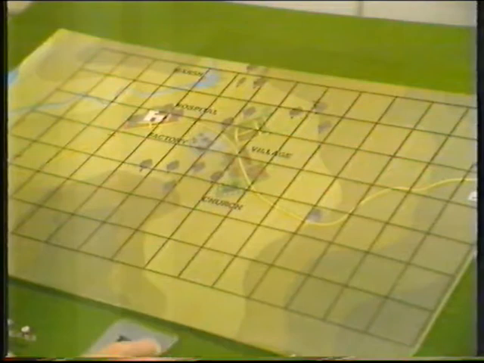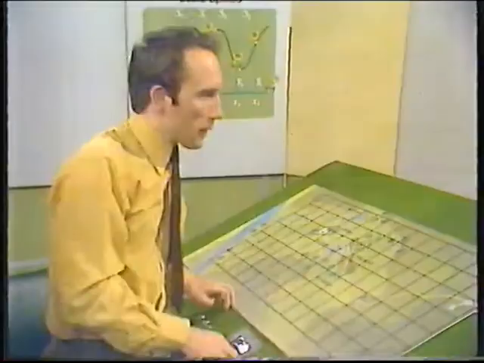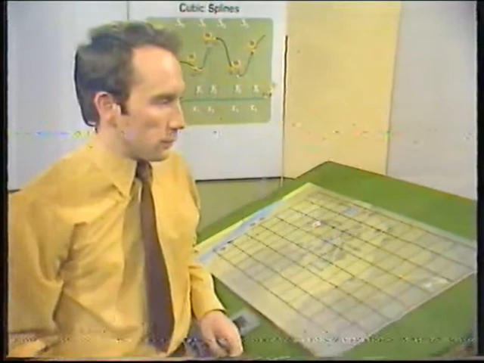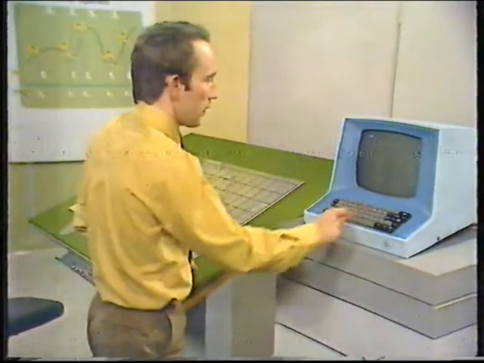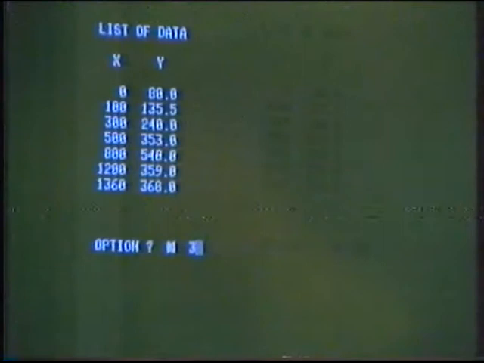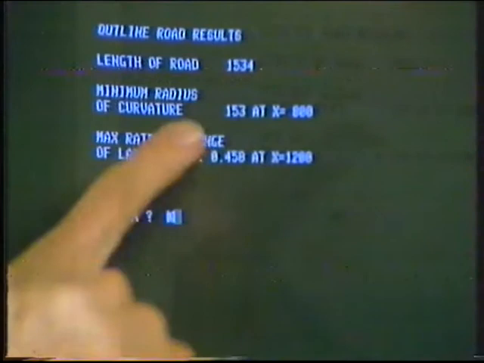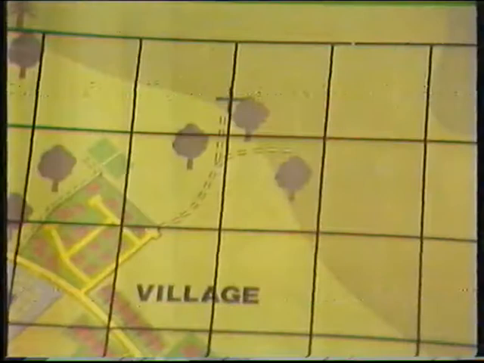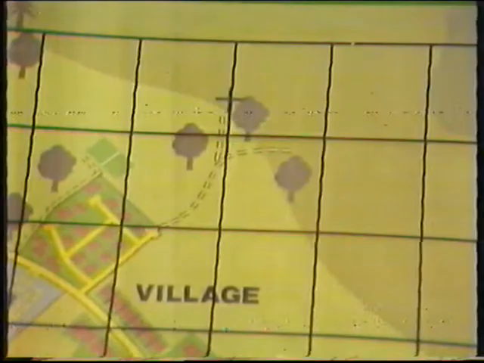Well, I've recorded those data points, and we can now go off to the computer and use the discrete approximations package. Let's call for that, and I'll type in option 7 and get a listing of the data that I entered earlier. There it is, there's my coordinates. And next, we'll have a look at the road that corresponds to that data. Option 3 for that. And here's the outline results. First, the length of the road in meters and the minimum radius of curvature. You see that the radius of curvature is too small. It's 153, and it's at that position that we were a bit worried about, the x equals 800 mark. The minimum radius of curvature allowed is in fact 230 meters.